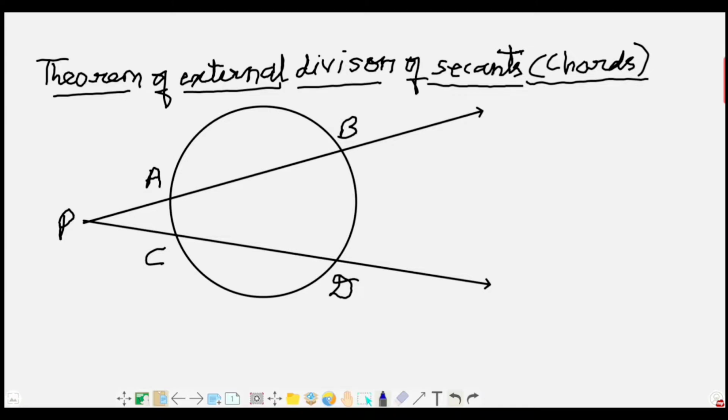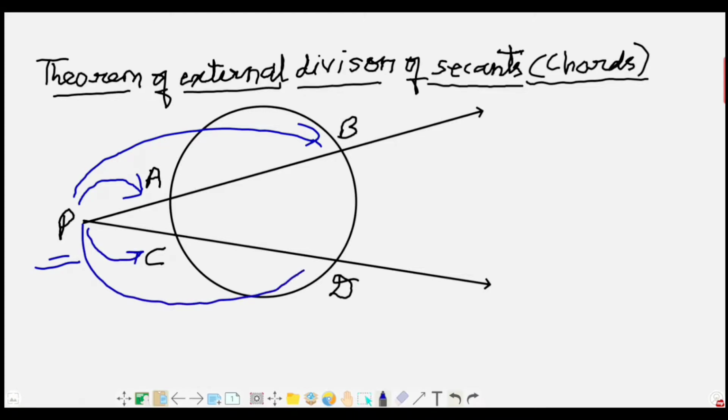Now both these secants intersect at point P, which is outside the circle. So how can you apply this property? All distances you have to start with P. Once you move along one secant, then you move along the second secant, as I have shown with the arrow. So your property will be PA into PB equal to PC into PD.